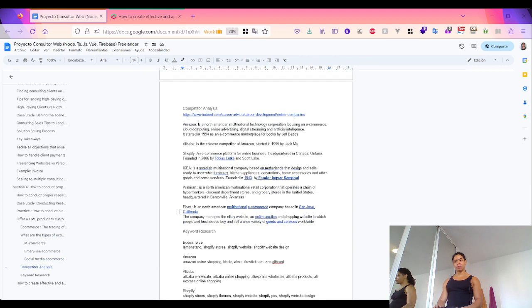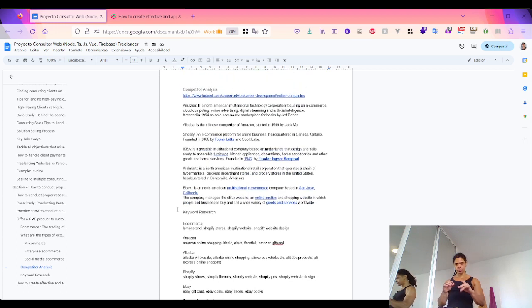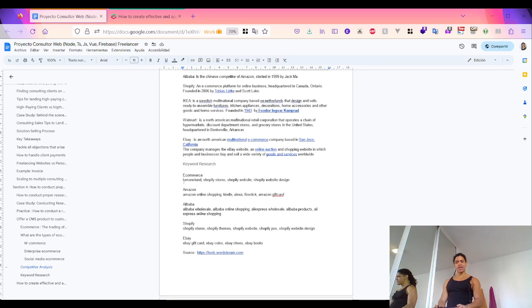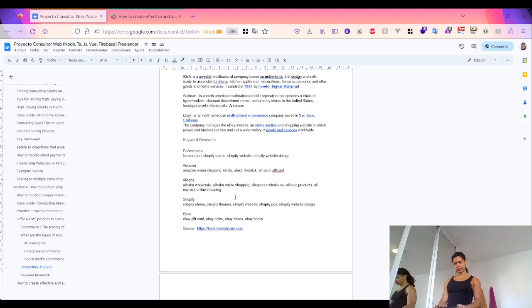Then I look at the comparator analysis, at least just to mention what the other players in that industry are: Amazon, Alibaba, Shopify, IKEA, Walmart, and eBay. And this came from Indeed.com. And a couple of keyword research so you can see where this industry is going. You can get a clear idea of what's going on in that industry with this keyword research.